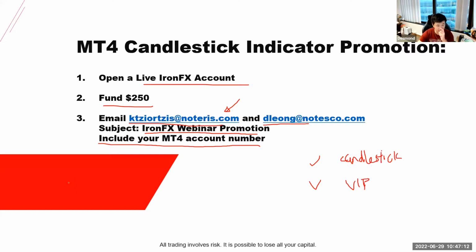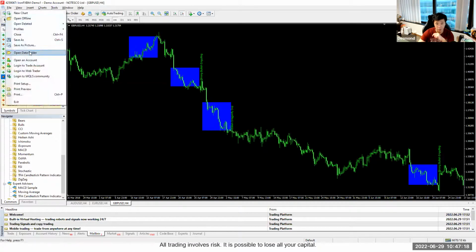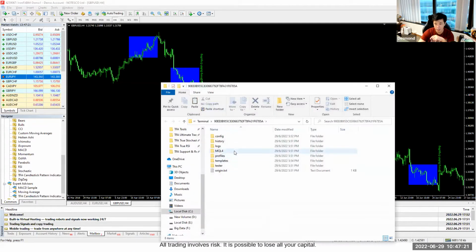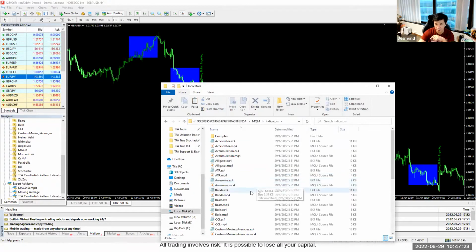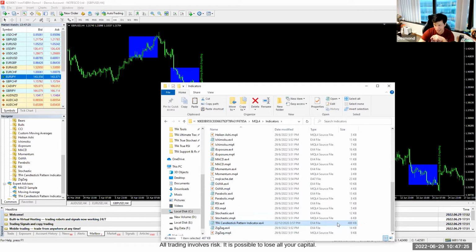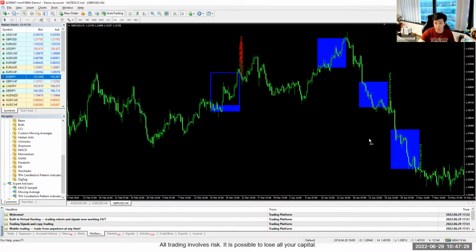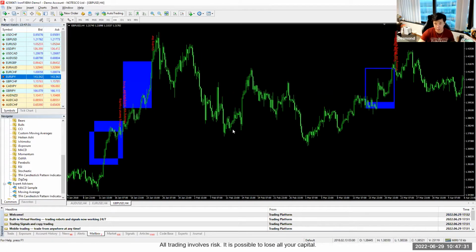To import the indicator is quite simple. You just need to load file, open data folder, right? MQL4, indicator. You just need to paste it into here. And there you go. Paste it into here and you get to load this indicator for your trading. Okay.